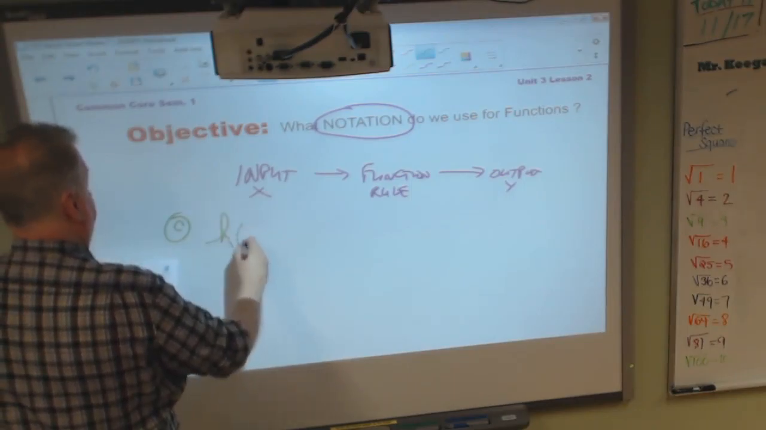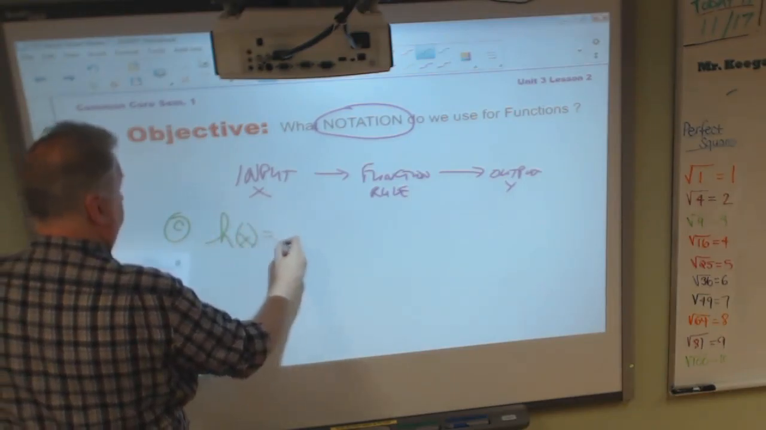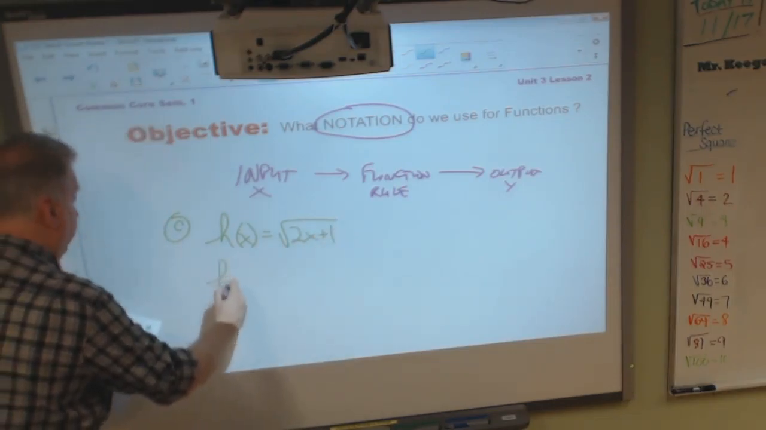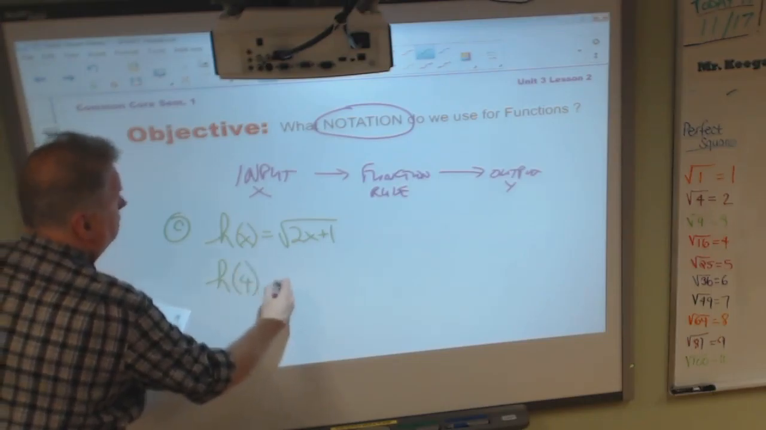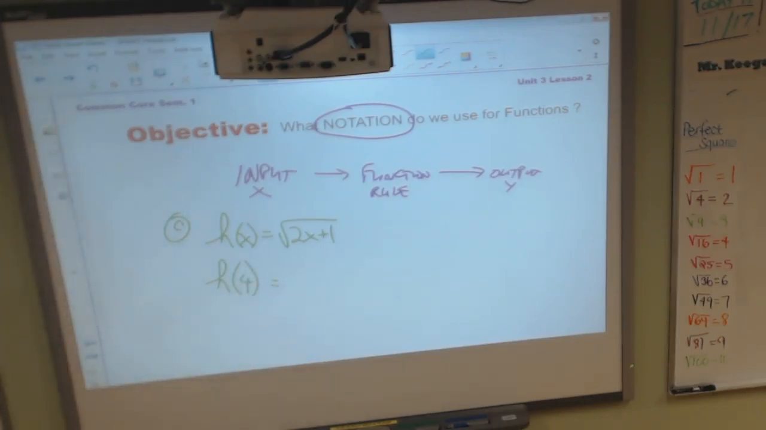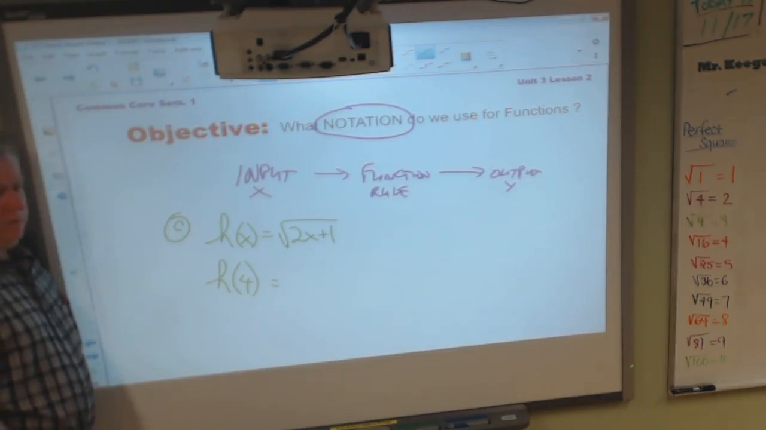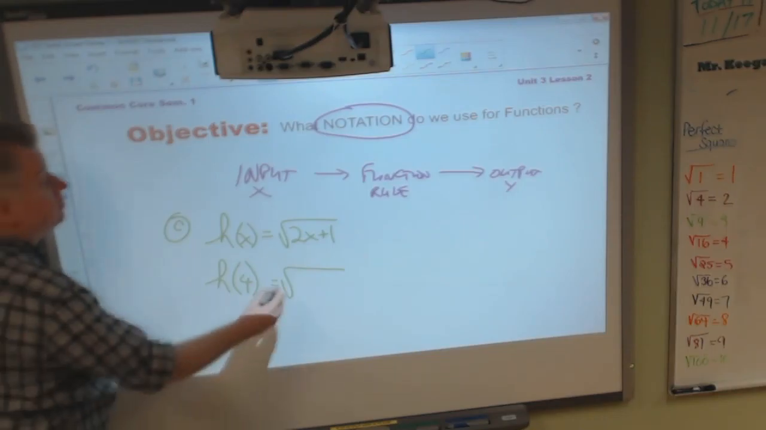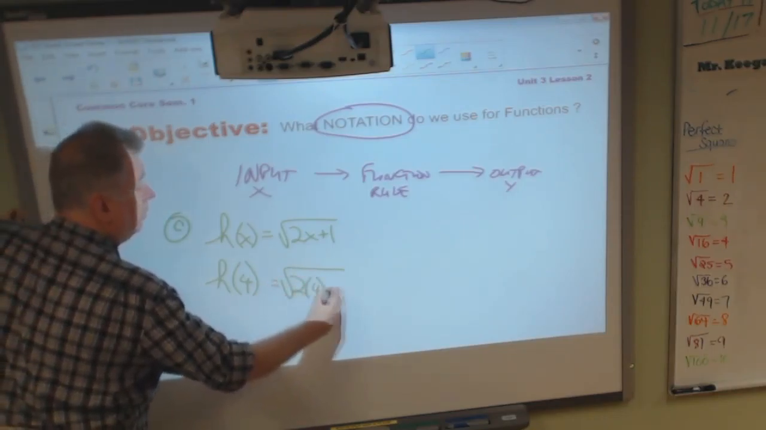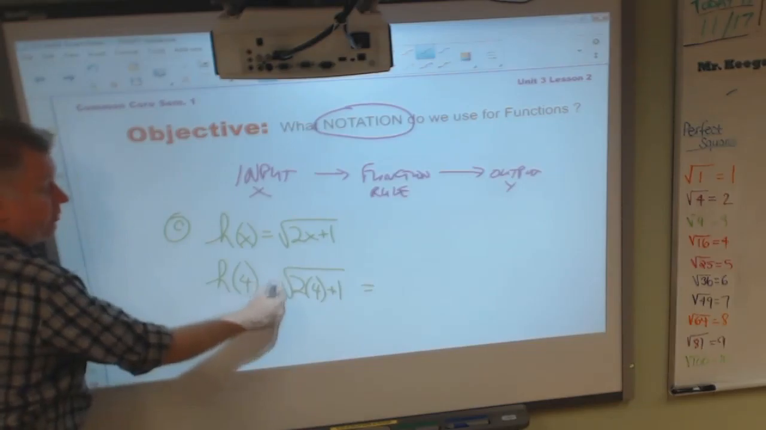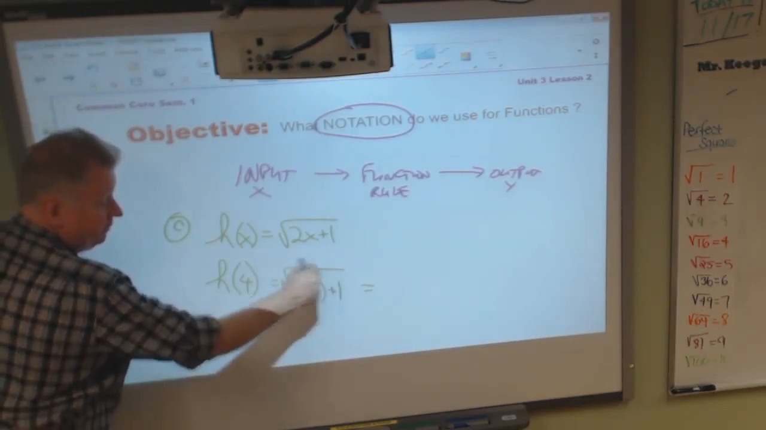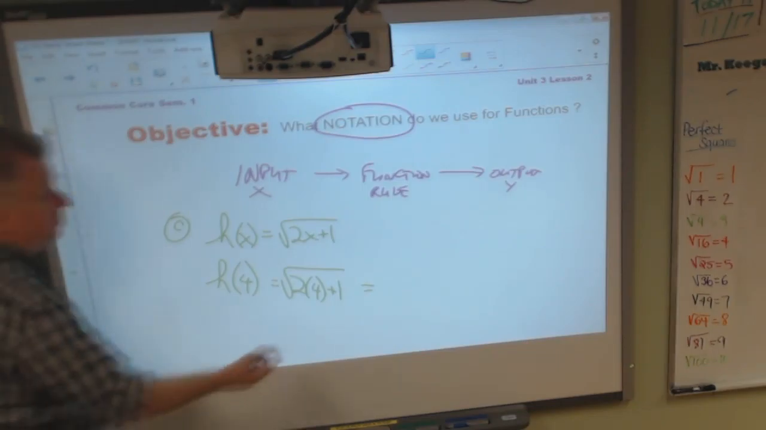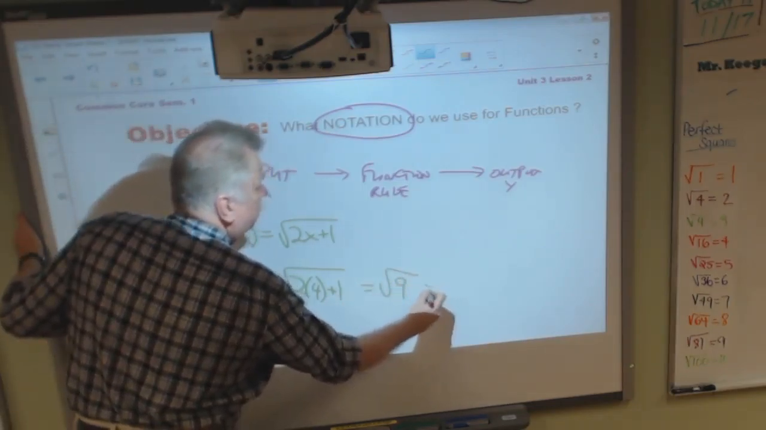All right, so C says, here's a new function called h of x that's equal to 2x plus 1. What would h of 4 be? Well, first, what's the first thing you're going to do? Plug in the 4. Plug it in, right? Now, everything underneath this little line you do first, okay? So what's 2 times 4? What's 8 plus 1? That's the square root of 9.